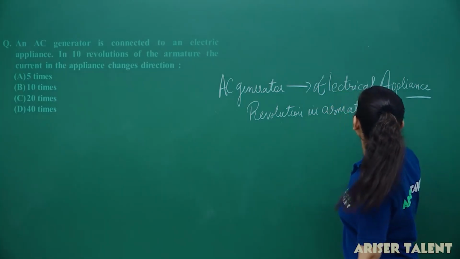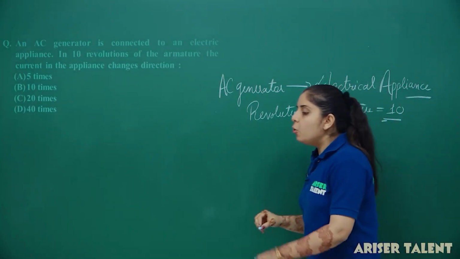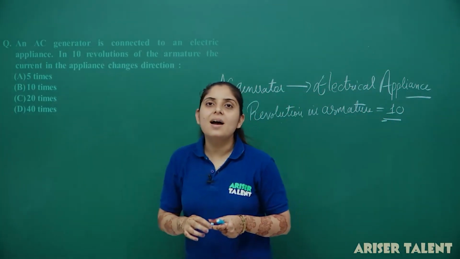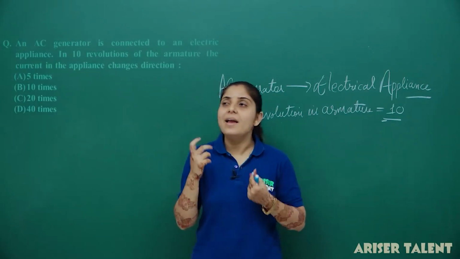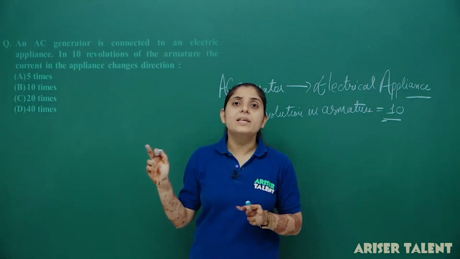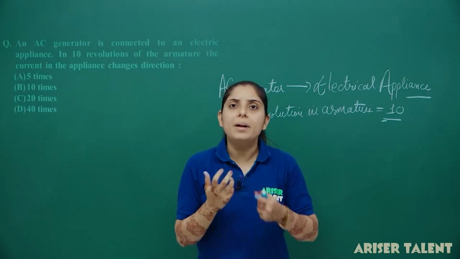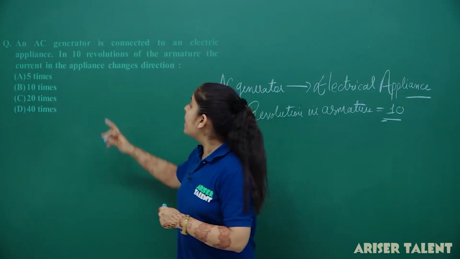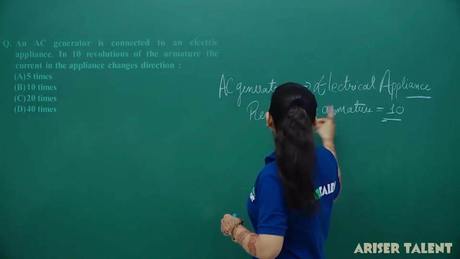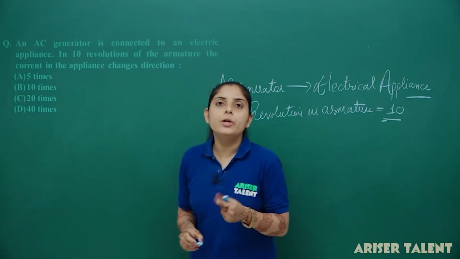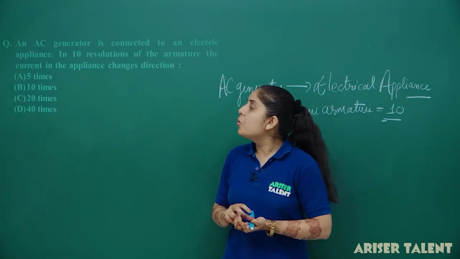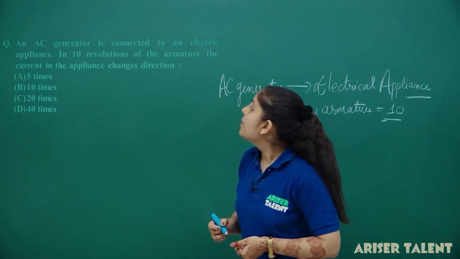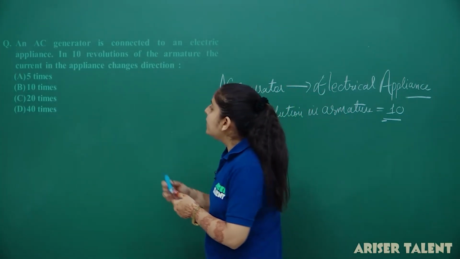If we are having 10 revolutions, or if revolutions are n, then the current in the appliance will change direction double the times. It means it will be 2n. If the number of revolutions is 10, the current direction changes 2 into 10, which gives you 20. So, which option is correct here? 5 times, 10 times, 20 times and 40 times.